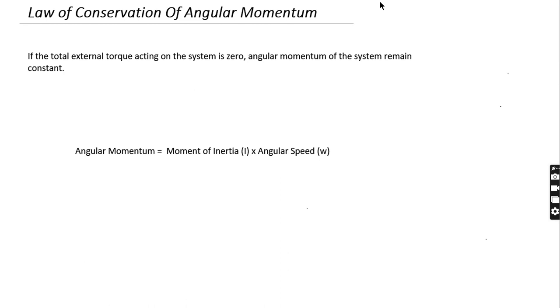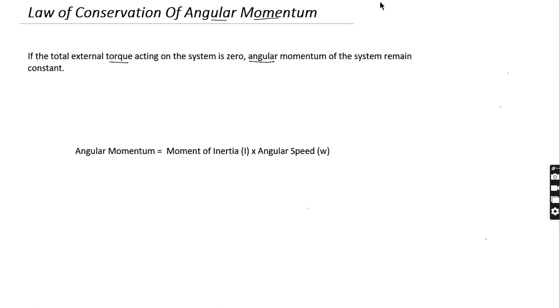In this video, we will talk about law of conservation of angular momentum. So what is law of conservation of angular momentum? If the total external torque acting on the system is zero, then the angular momentum of the system remains constant.